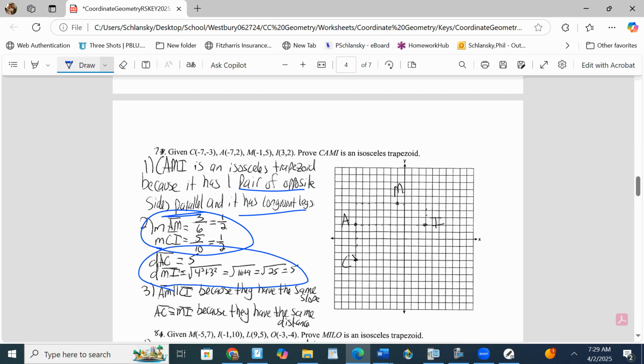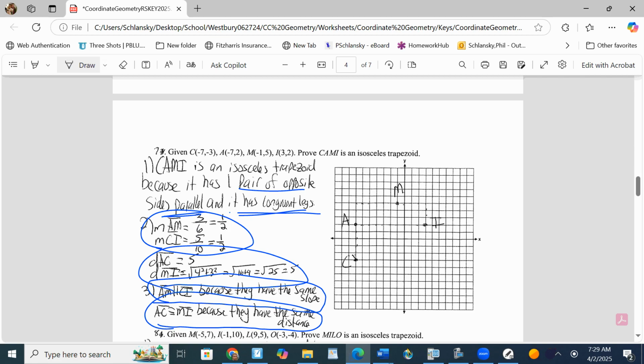So step 1, I said there's one pair of opposite sides parallel. The sides are parallel because they have the same slope. And I said that it has congruent legs, and the legs are congruent because they have the same distance. So that's how you prove an isosceles trapezoid. For the trapezoid, one pair of opposite sides parallel, so that's slope formula, delta y over delta x. Congruent legs, that's distance, radical delta x squared plus delta y squared, and then we tie it all together.